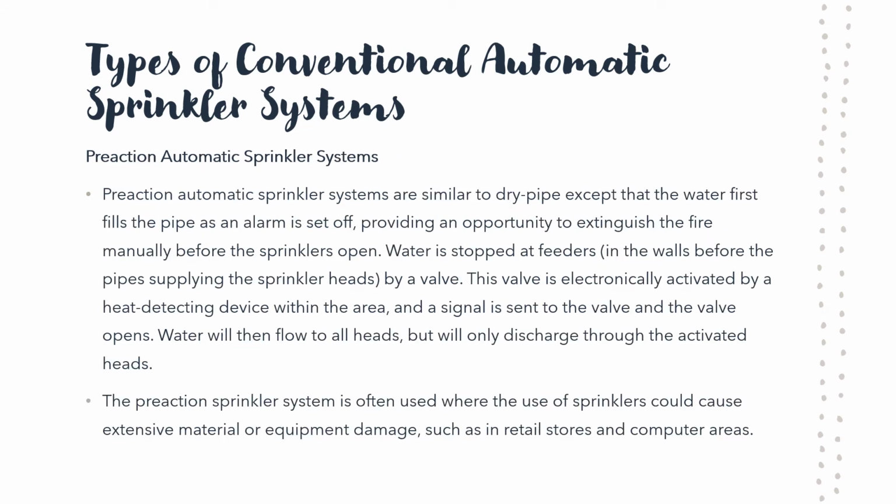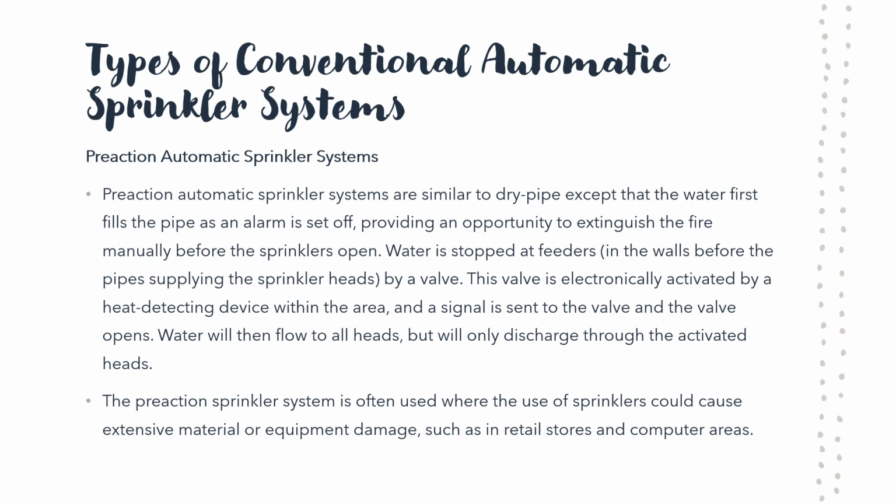The pre-action automatic sprinkler systems are similar to a dry pipe except that the water first fills the pipe as the alarm is set off, providing an opportunity to extinguish the fire manually before the sprinklers open. Water is stopped at feeders in the walls before the pipe supplying the sprinkler heads by a valve. This valve is electronically activated by a heat detecting device within the area, and a signal is sent to the valve and the valve opens. Water will then flow to all heads but will only discharge through the activated heads.